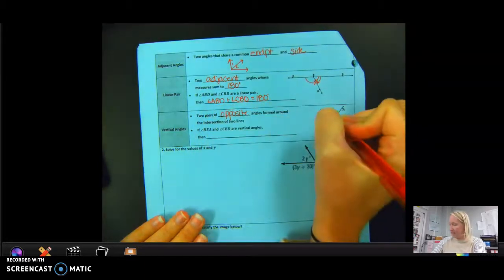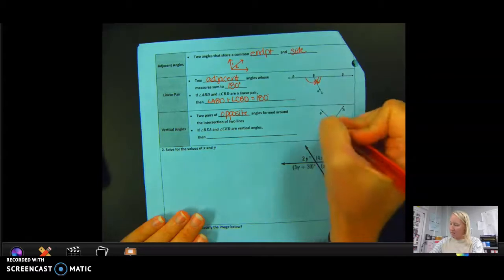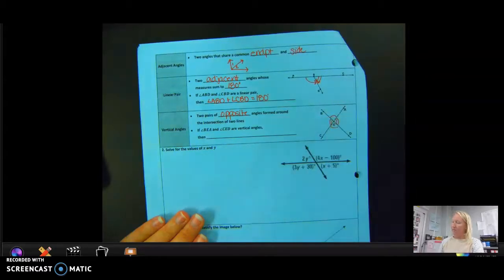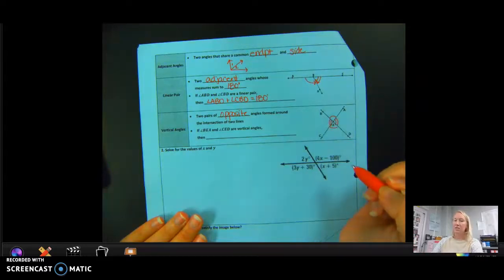So for instance, this guy and this guy are vertical. They're across from one another. This guy and this guy are vertical because they are across from one another. If you notice, I put specific arcs in here. This has one arc and this has one arc because vertical angles are congruent.